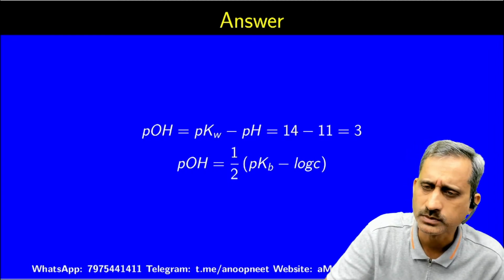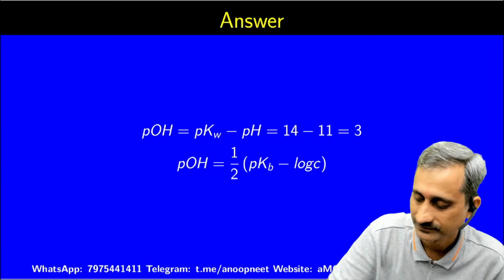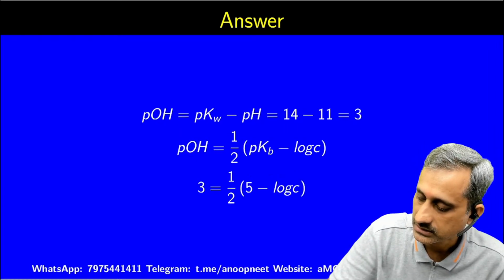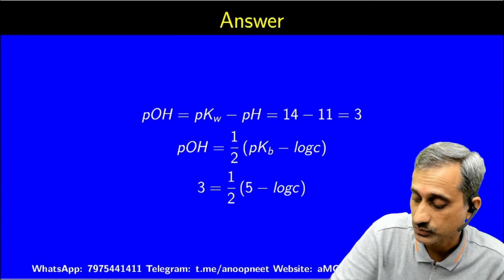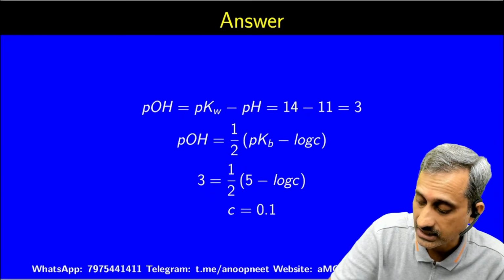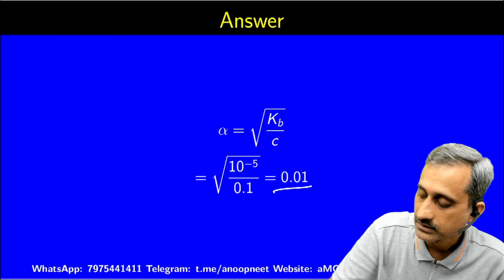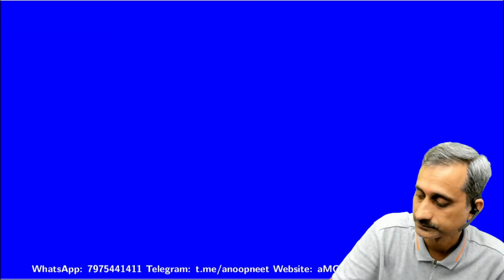We are going to do a lot of previous year questions. See whether log values are needed or not. Okay. pKb minus log C. pKw minus pH is equal to 14 minus 11 is equal to 3, pOH is equal to 1 by 2 pKb minus log C, and this is how we solve it. The value of C comes out to be 0.1, and the value of alpha comes out to be 0.01.